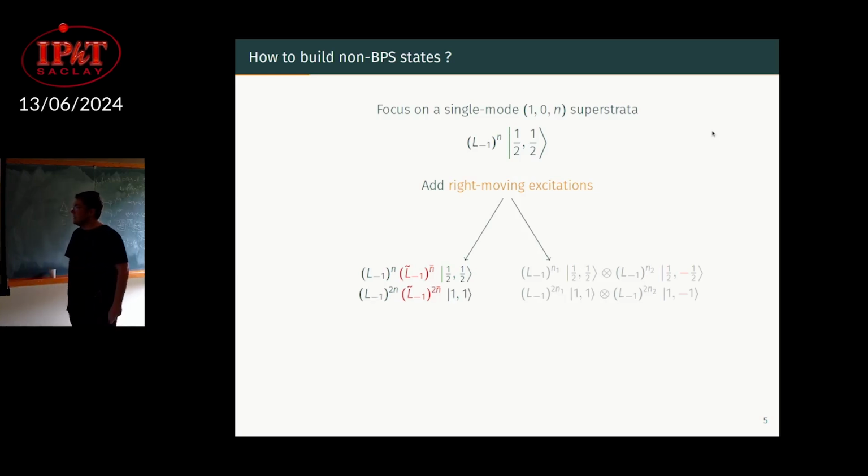And here I want to say also that there's another kind of states that does not directly come from the original superstrata, but it can be built the same way. And they look like this. Here now the chiral primary is of dimensions 1 and 1.